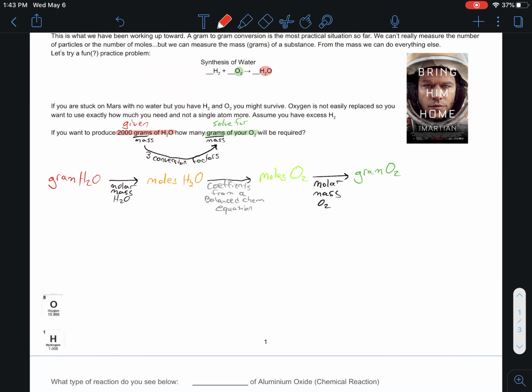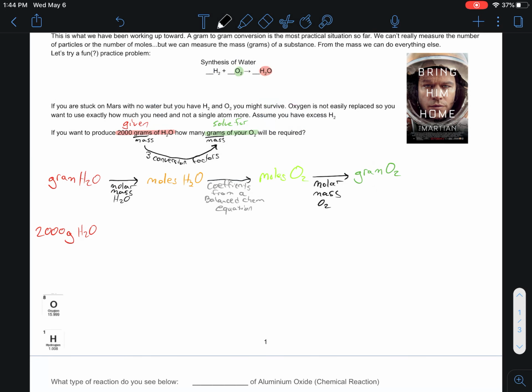I'm going to start it by giving the actual amount of grams that I'm given in the problem. So here we have 2,000 grams of H2O. I'm going to start with that. 2,000 grams H2O.